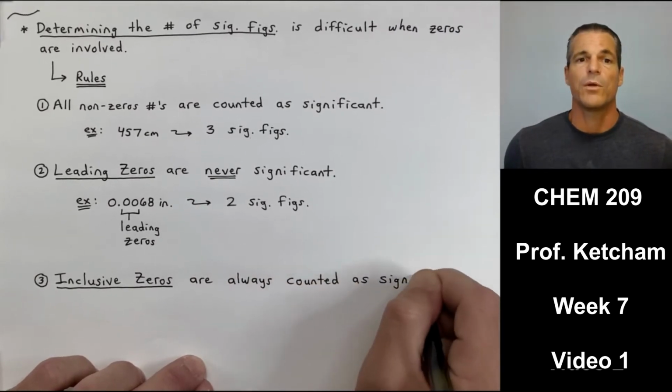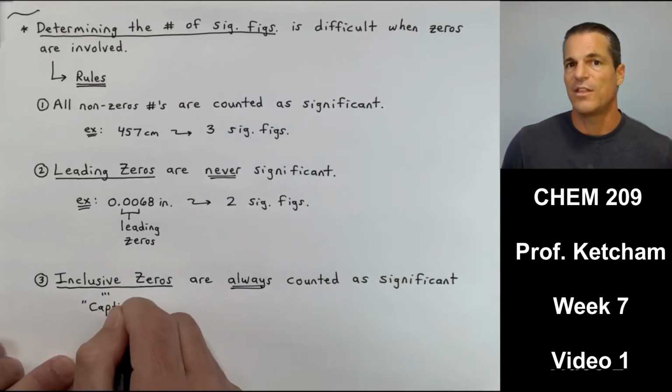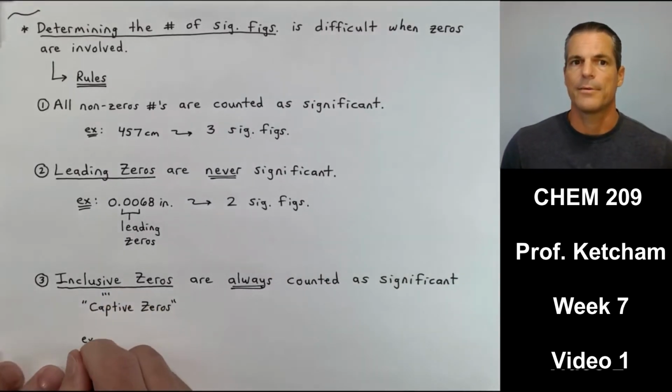They're never significant. We only have 2 sig figs. By the way, the 0 to the left of the decimal isn't even really there. If you were to take it away, it doesn't matter.